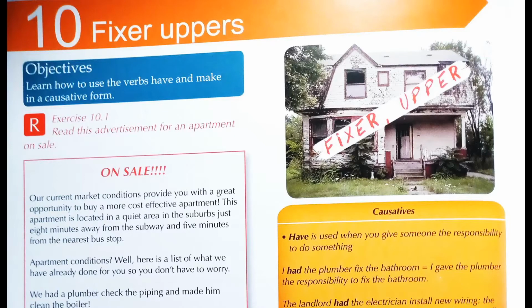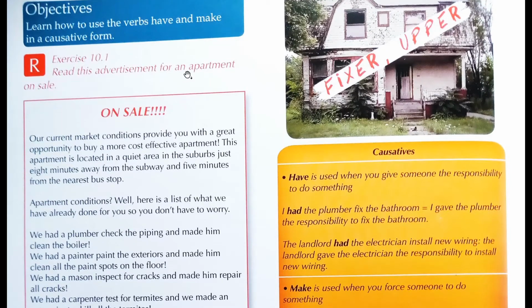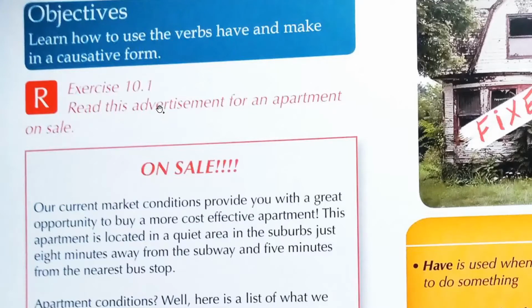Today I'm going to explain the exercises from unit 10 from book number 4. It says fixer-uppers, objectives. Learn how to use the verbs have and make in a causative form. Now we have exercise 10.1. Read this advertisement for an apartment on sale. Now when we finish reading this, we have to continue on exercise 10.2.